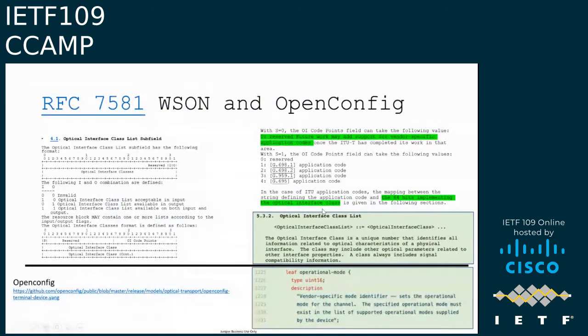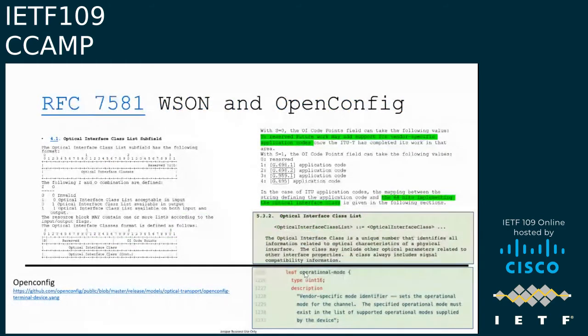So this is looking a little bit back at what is there on WSON and OpenConfig. WSON has a definition saying there's some future work for vendor-specific application codes, and essentially it reserves 64 bits for implementing what they call the interface class, which I think is pretty much aligned with what something that looks like an application code is. You find the definition here below. There's also an OpenConfig implementation that basically says there's an operational mode, which is simply an unsigned integer of 16 bits, so it's a simple identifier, and that's it. So that's basically what has been before.